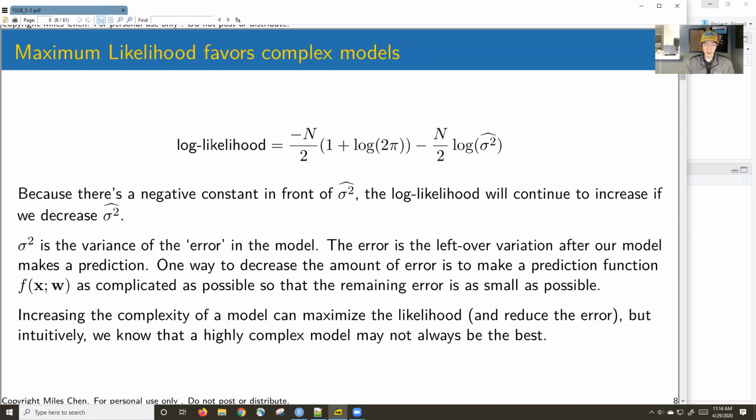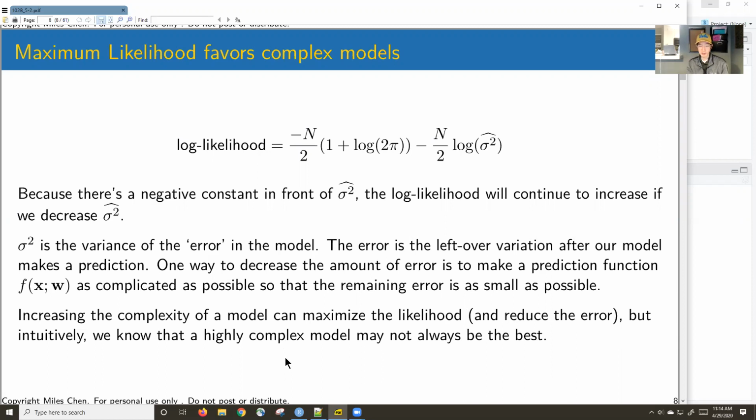So what we can do, since many of these things are related, is maximize the likelihood by reducing the error. But if it means using a highly complex model, we also recognize that may not be the best idea here.